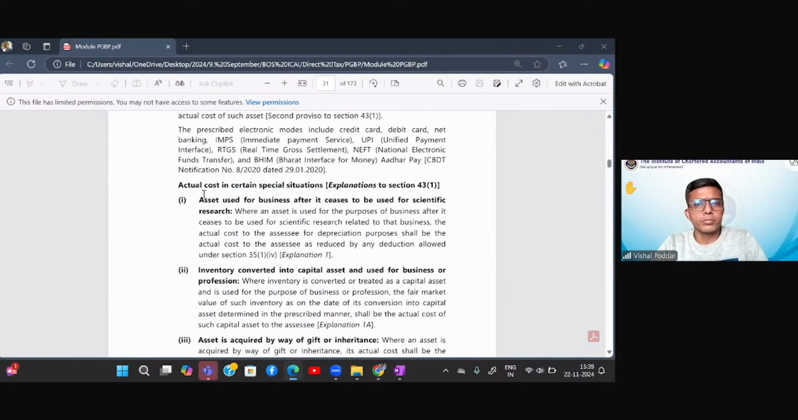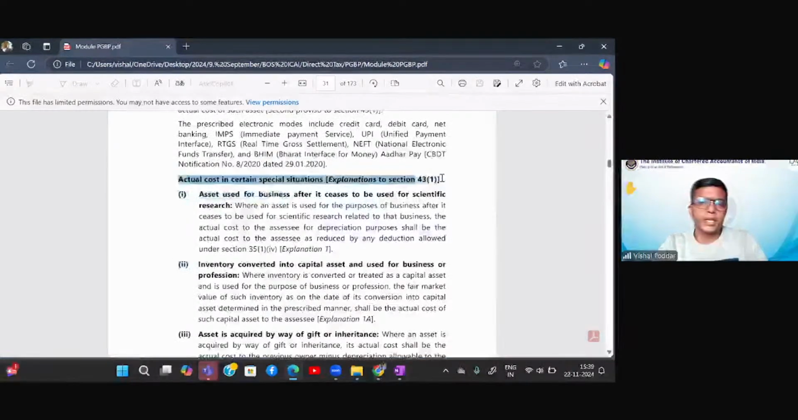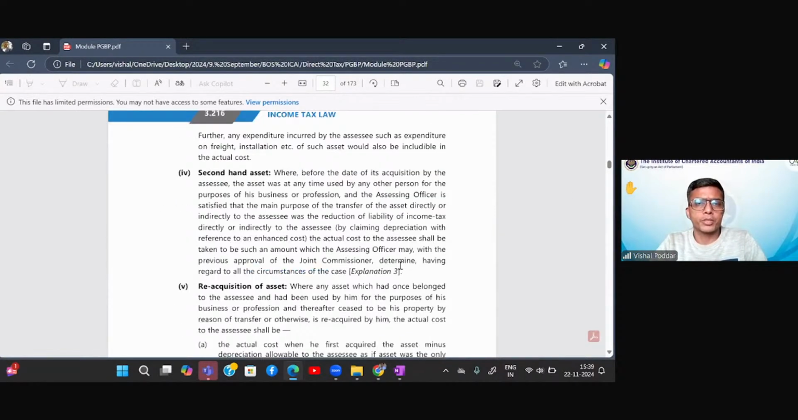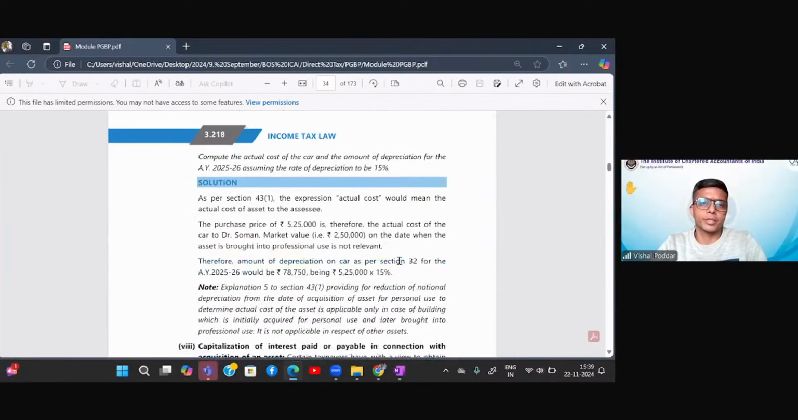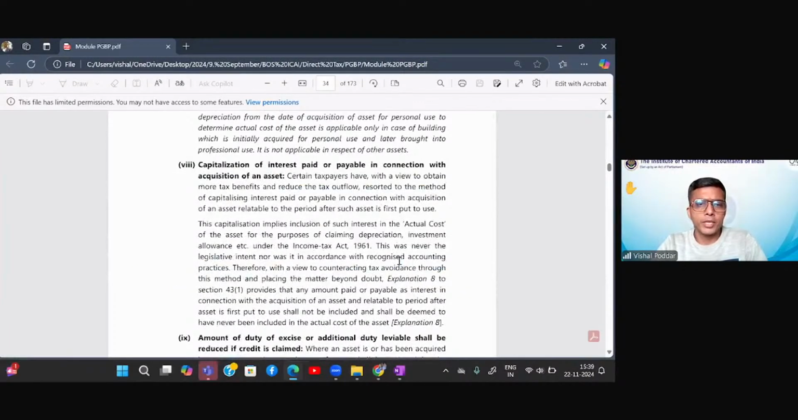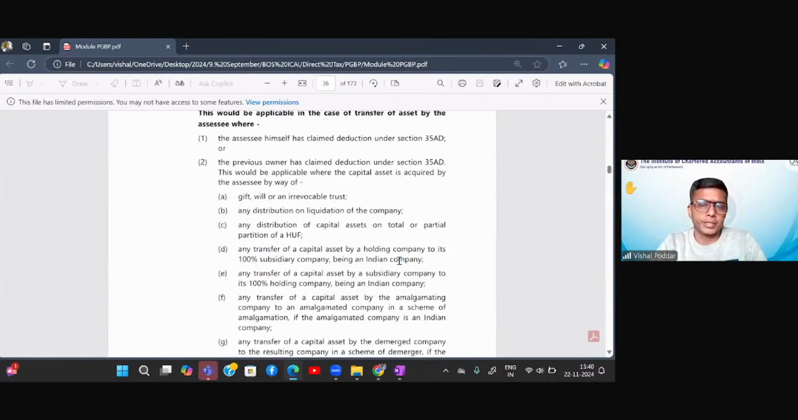Now, this is also, if you all remember, I had made three categories. First is where any benefit is derived. Second is tax evasion cases. And third is where you have received the asset, but it is not regarded as transfer. So all these are covered in explanation to section 43.1 and 43.6. So we have discussed all these case scenarios, but in three categories.